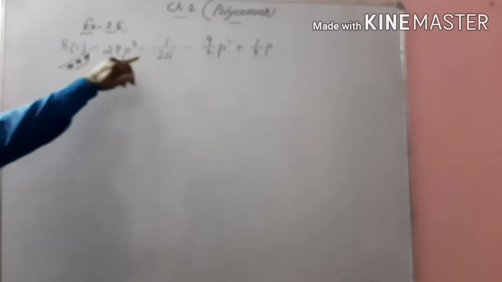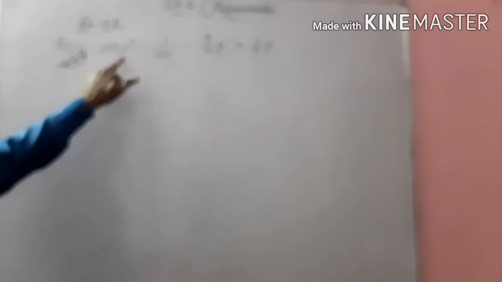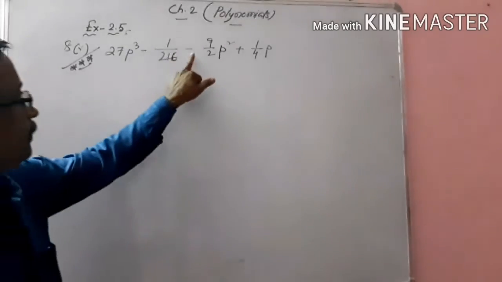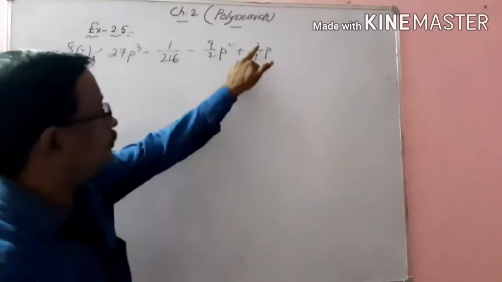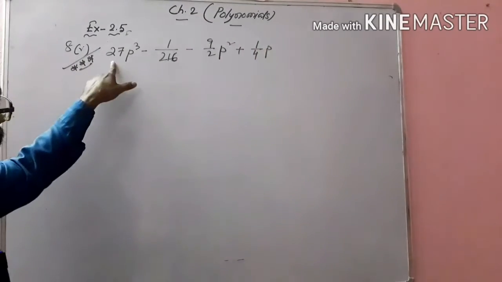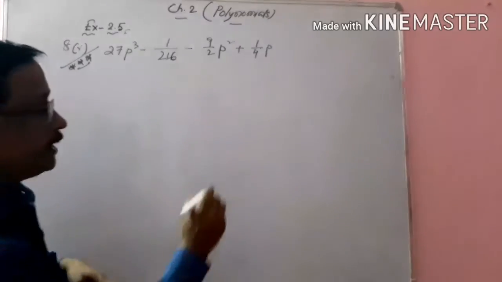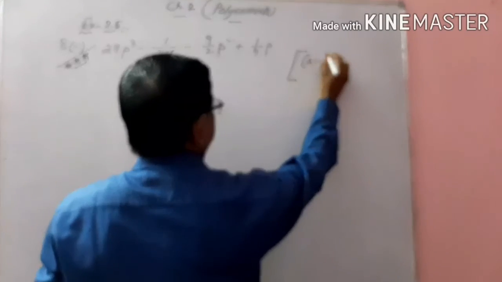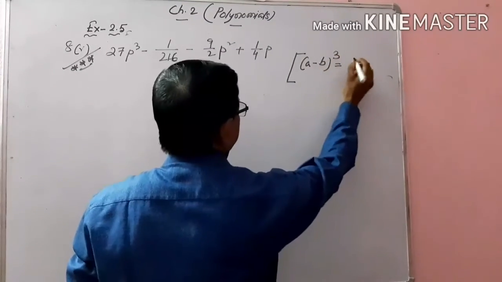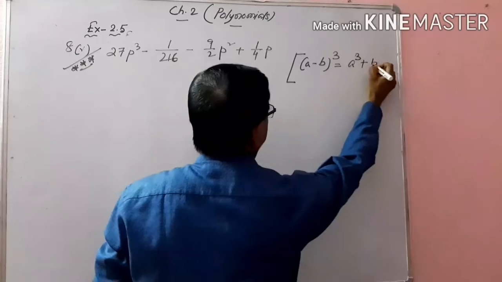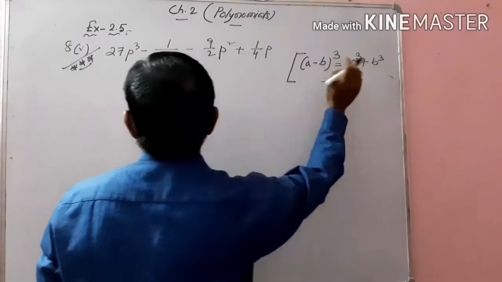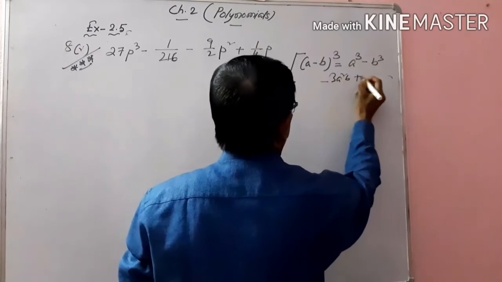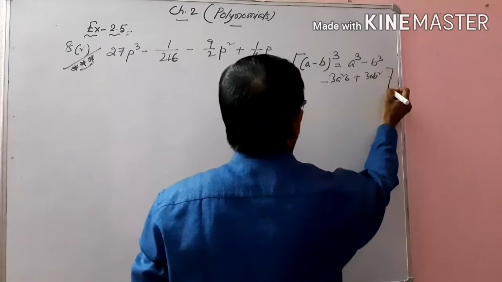first you look at the expression that is given. 27 p cube minus 1 by 216 minus 9 by 2 p square plus 1 by 4 p. So whatever identity matches with this, I am writing it first. Okay, we know one identity is there, a minus b whole cube equal to a cube minus b cube minus 3a square b plus 3ab square.